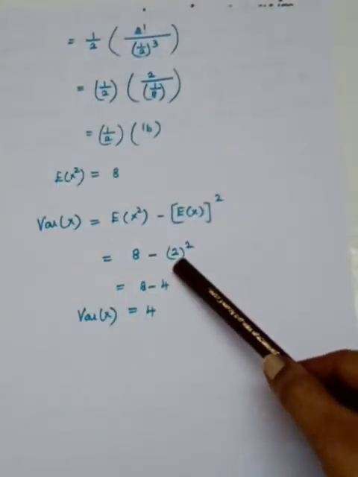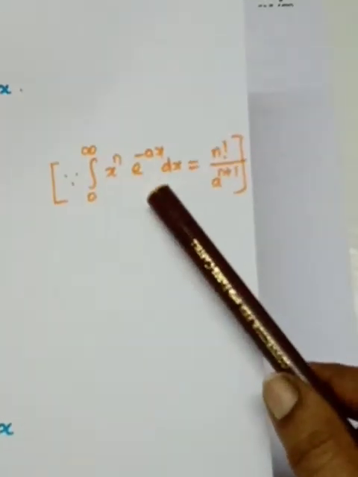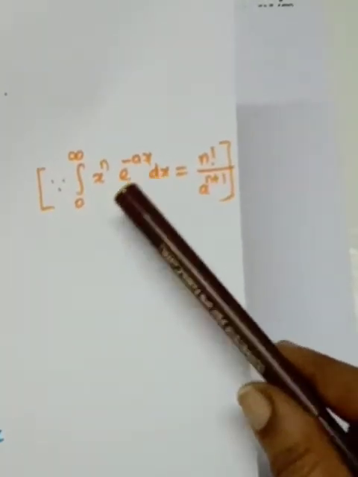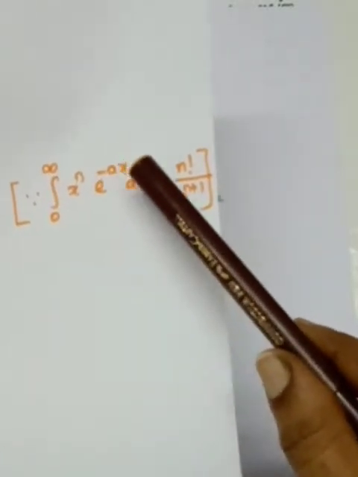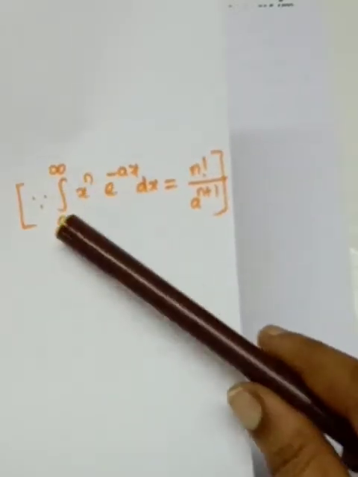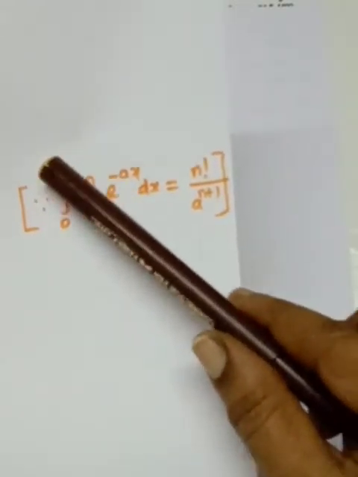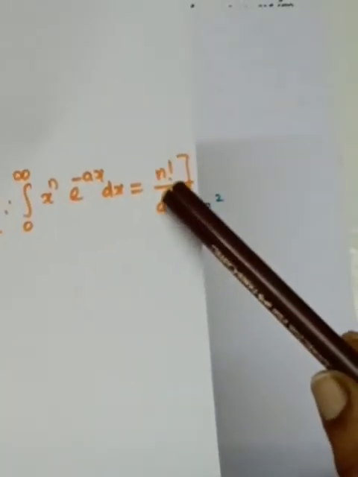2 squared is 4. So 8 minus 4 is equal to 4. So you have to apply this formula, then only the problem will be easy. Integral 0 to infinity x power n into e power minus x into dx. It's a product of algebraic and the exponential term within the limit 0 to infinity. If you want to integrate, the answer is n factorial by a power n plus 1.